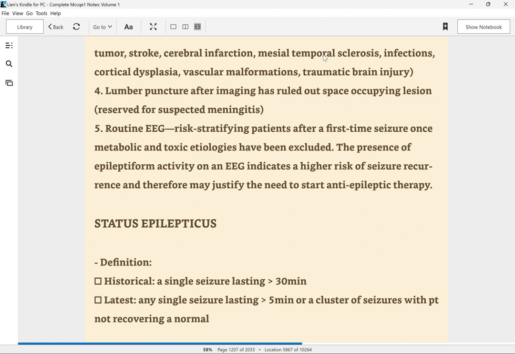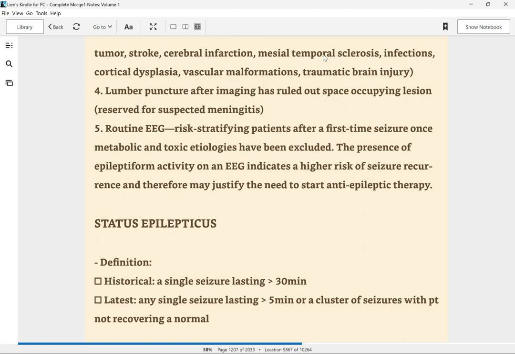4. Lumbar puncture after imaging has ruled out space-occupying lesion, reserved for suspected meningitis. 5. Routine EEG, risk stratifying patients after a first-time seizure once metabolic and toxic etiologies have been excluded. The presence of epileptiform activity on an EEG indicates a higher risk of seizure recurrence and therefore may justify the need to start anti-epileptic therapy.